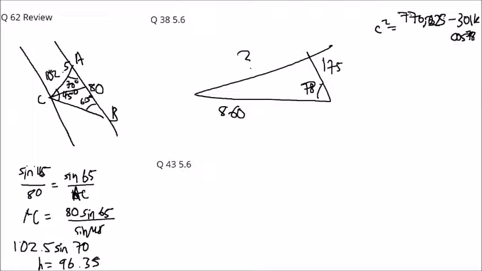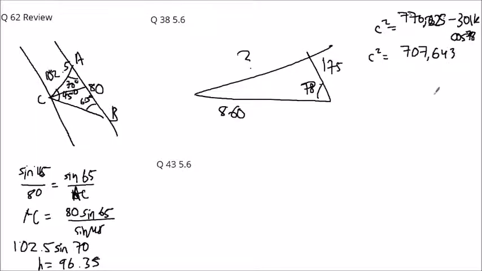So in order to get this, we just do the 301,000 times the 78 cosine, which will get you, that's actually not that much, 62,581. And then take that, subtract from 770,225, which will get you 707,643.